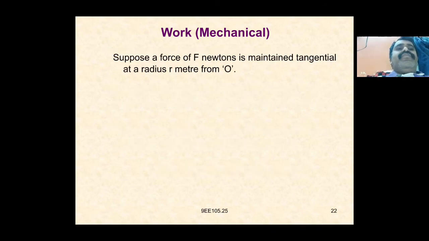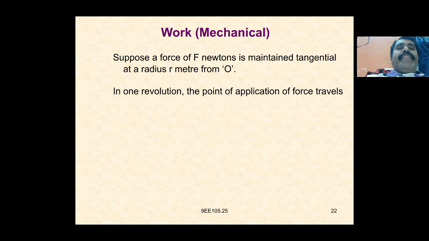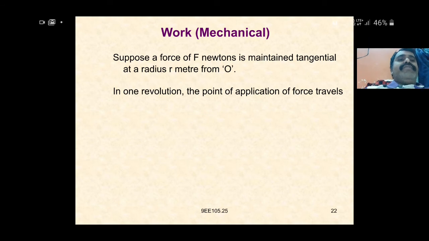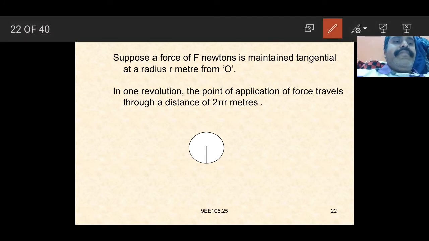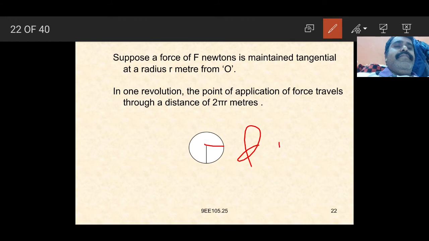Suppose a force of F Newton is maintained tangentially at a radius r meter from the center. In one revolution the point of application of the force travels through a distance of 2 pi r meters, where r is the radius or distance d, measured in meters.